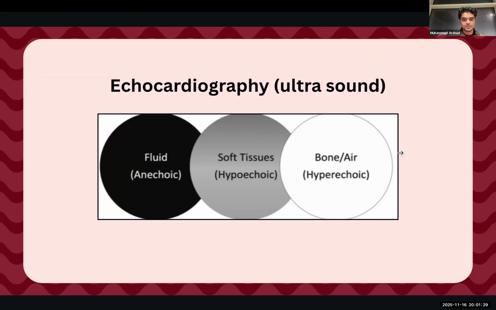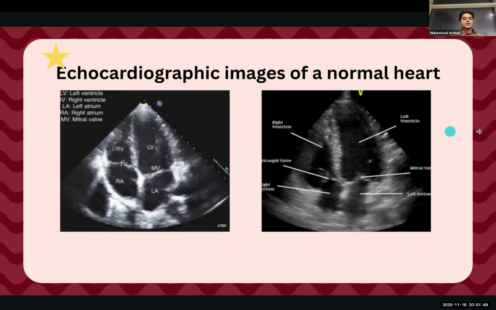So basically, just to summarize, you're projecting sound waves onto an object, and you're seeing how they bounce back onto you. Based on that, you're generating an image. And the shades of that image are going to depend on the nature of the object that you're bouncing the sound waves onto. So that's how you end up with these 3 different shades.